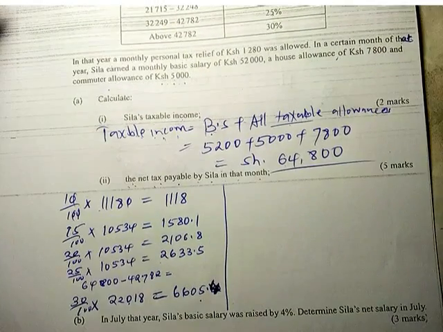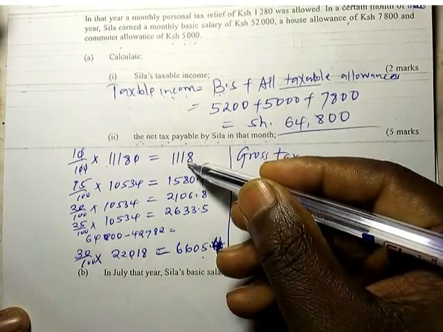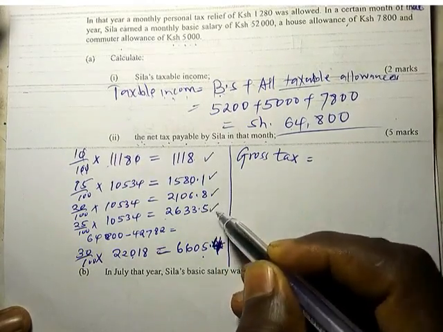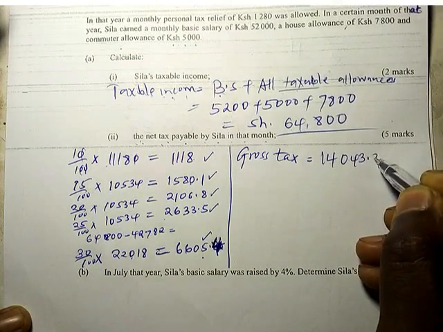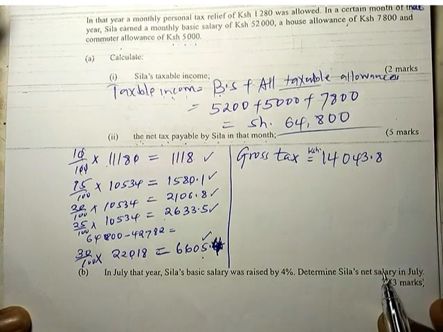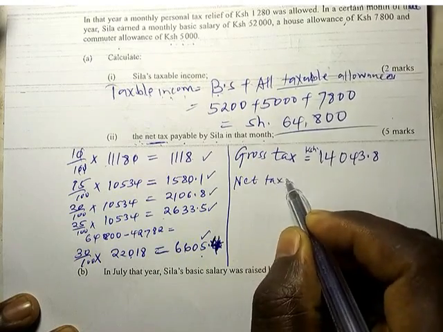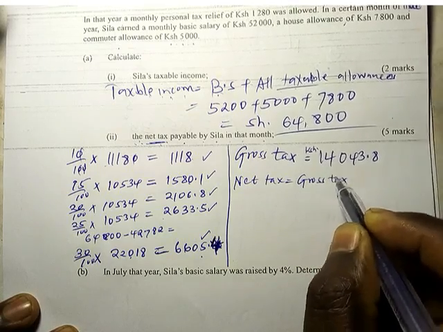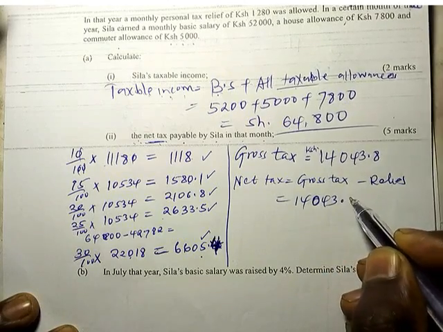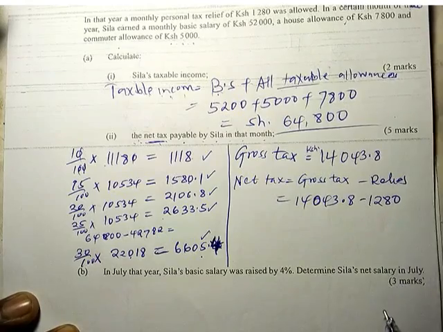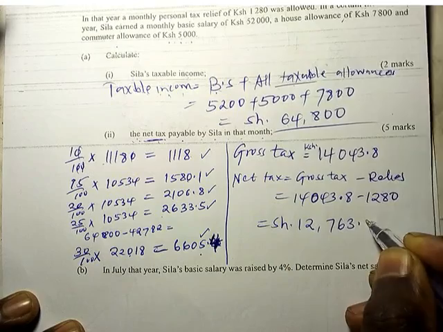So the next thing now is the gross tax. Gross tax is equal to, you add this tax, this one, and this one. That will give us the gross tax, which is 14,043.8 Kenya shillings. Now, net tax, we were asked to calculate net tax. Net tax equals gross tax minus relief, and that is 14,043.8 minus 1280, which is the relief. So the total net tax is Kenya shillings 12,763.80 cents.